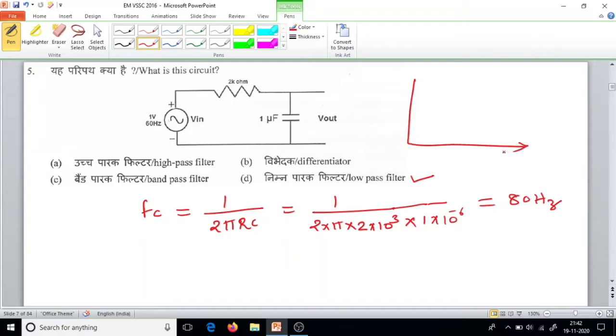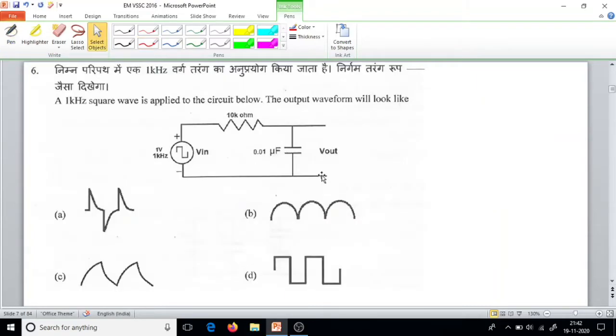So if you draw frequency versus voltage, this is the cutoff frequency, that is 80 Hertz. Our given frequency is 60 Hertz, somewhere here we can take it. So this will pass the 60 Hertz waveform. So the answer is option D, low pass filter. The given circuit is a low pass filter.